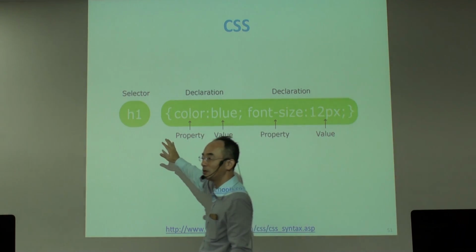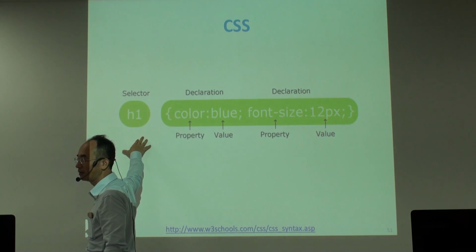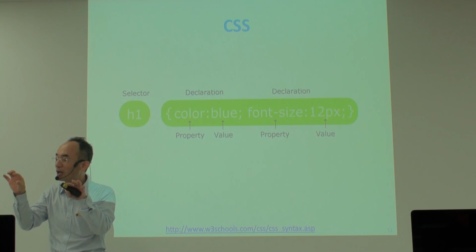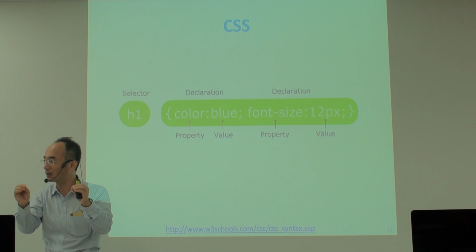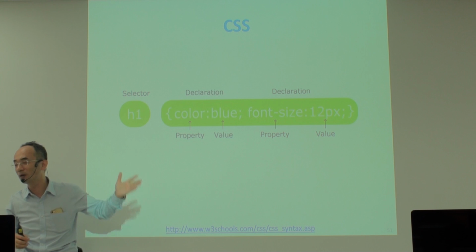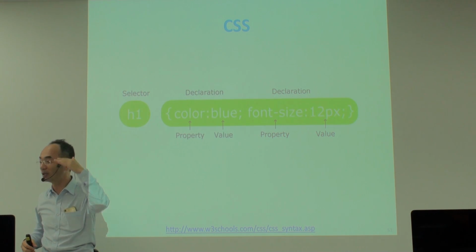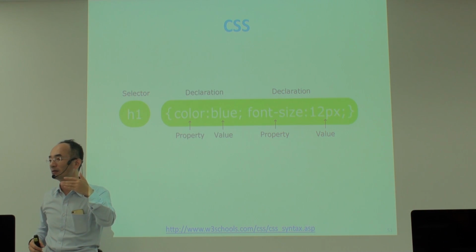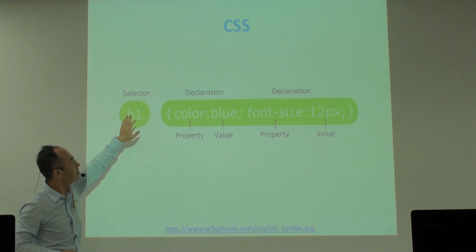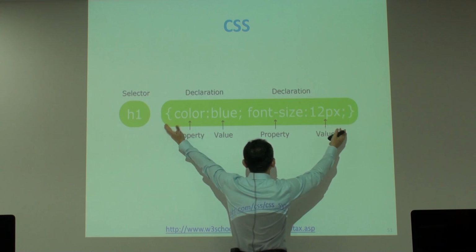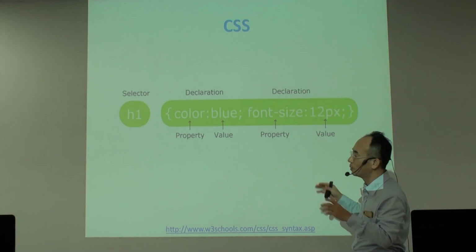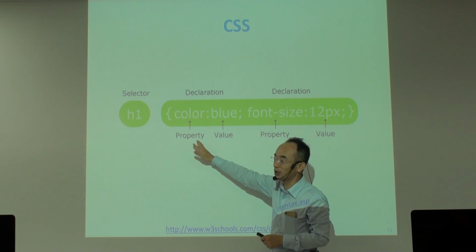So now you know this is a selector. What are selectors? Selectors are associated with the HTML tag. For example, there is H1 or a div element, and that is the selector for H1. And this is the declaration, which is like key values. What is the key? Key is the property.